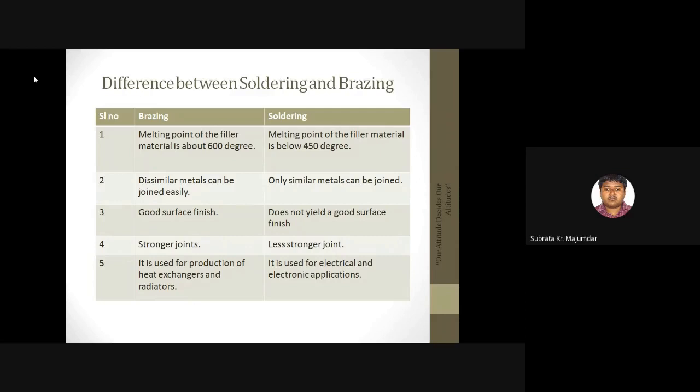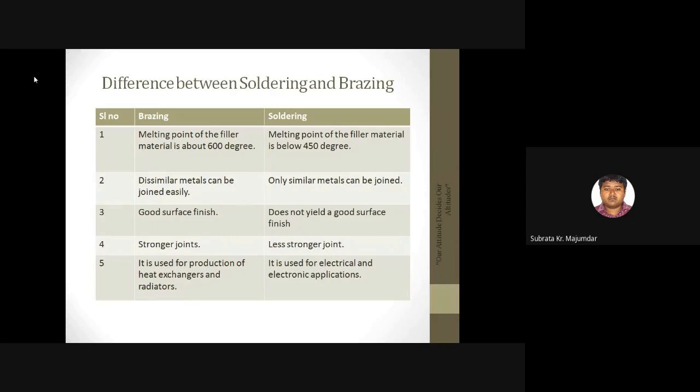If we consider welding, welding can also be applied to similar and dissimilar both. Okay, but soldering can only be applied to similar metals. And the third important difference between them: in brazing we can obtain a good surface finish quality, but soldering does not yield a good surface finish.